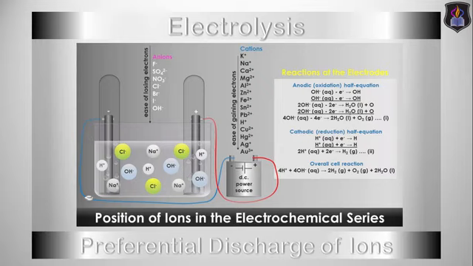In this video, we'll be looking at the second part of our series on electrolysis, the preferential or selective discharge of ions during electrolysis. If you missed the first part of this series, that's the terms and mechanisms of electrolysis, please click on the thumbnail shown above the video to watch it.